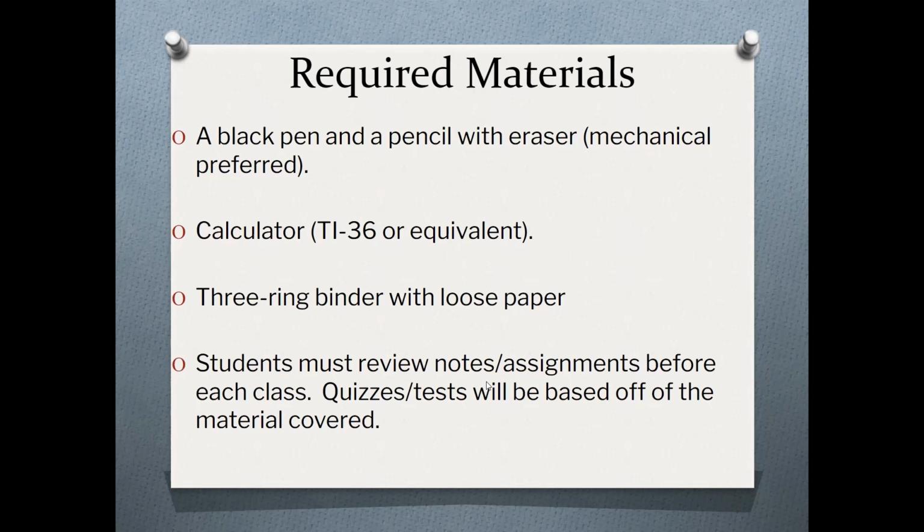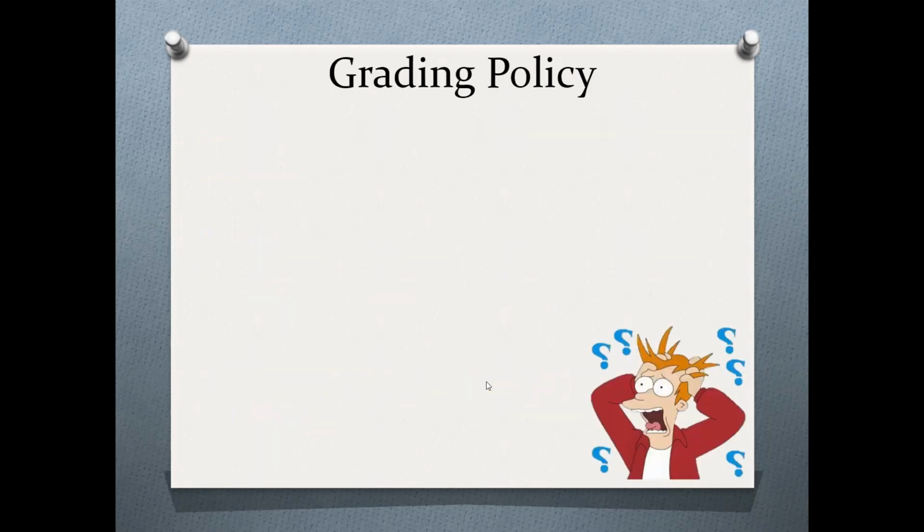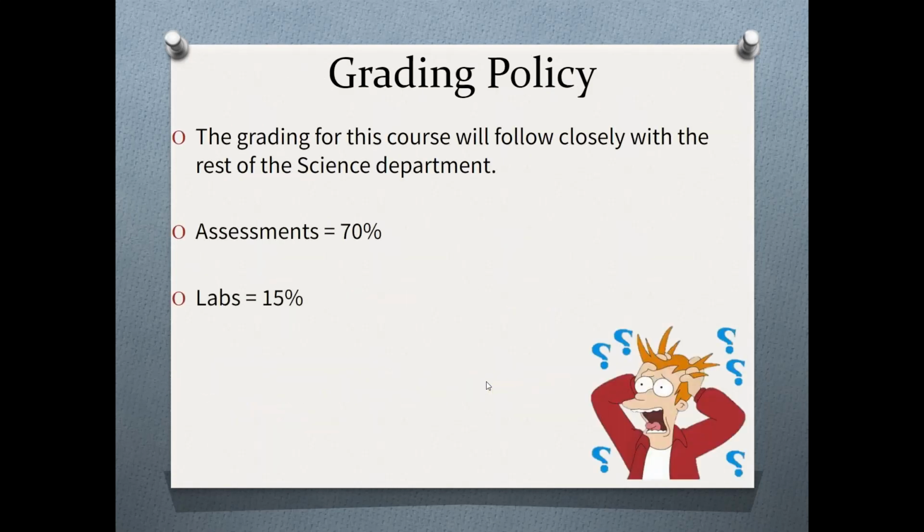Students are expected to review their notes and assignments and basically be on task in case there's any quizzes or tests. The grading policy in this class follows the entire science department. The assessments are 70%, labs are 15%, and class participation is another 15%. So a lot of the grades are focusing on the assessment, and this is in order to make sure that the grade that they get at the end of the year reflects what's expected of them from the AP exam.